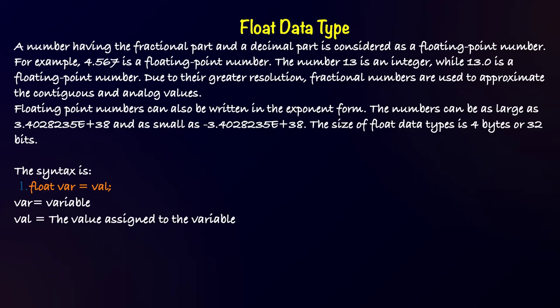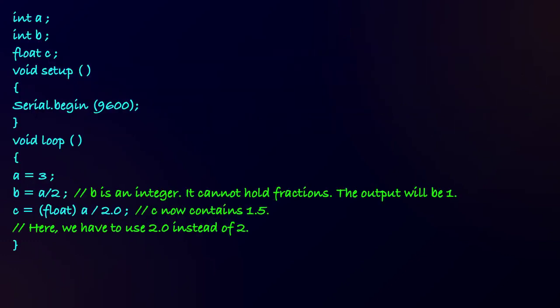How is the syntax? Again, float var equal to val. Var and val, that is variable and value, are the same as before. Just in place of int or char, put float. That's it, easy to use. But you need to remember the concept behind it, when to use float, when to use int, and vice versa. Let us move further and see an example.